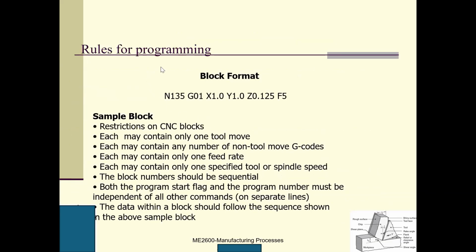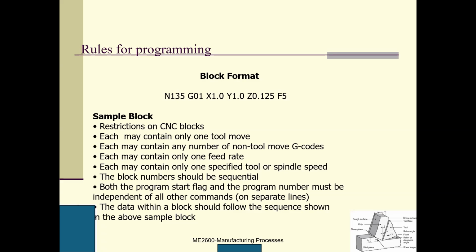So the rules for programming. Here is a block. We call it a block, or a command, or an instruction. The same thing. This is the block format. Here N is a line number. In theory you have to have a line number, and the line number increases from the top to the bottom. This is a function, T01, then X, Y, Z, which is the position, and this F5 is the feed rate.